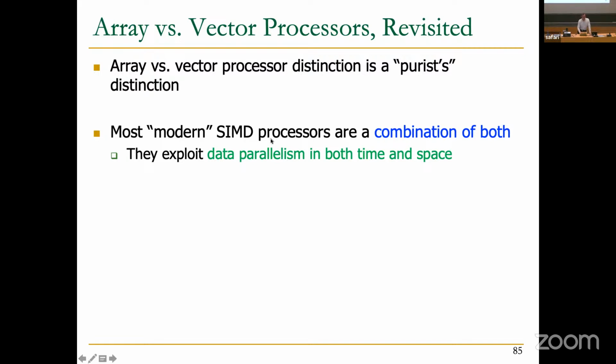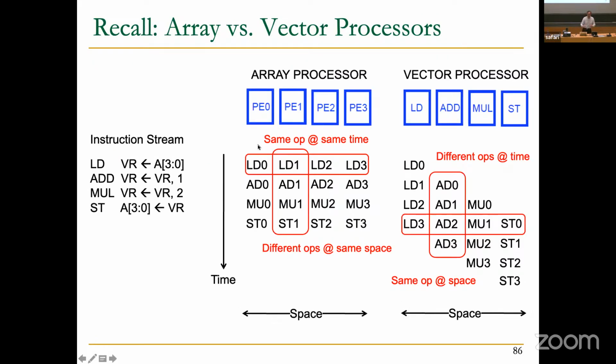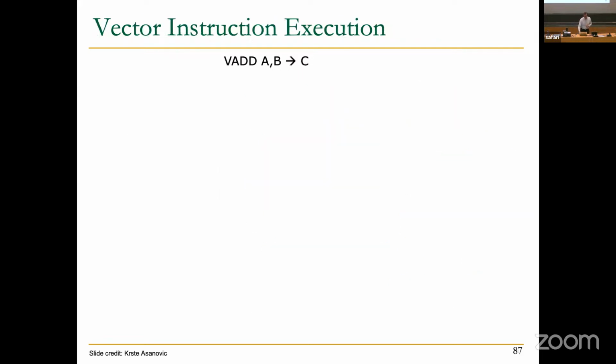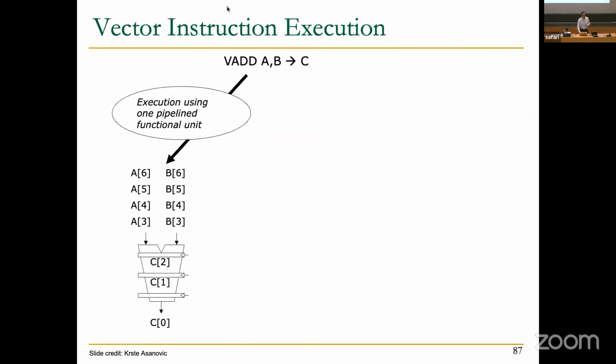This is interesting because this is going to finally put things together. So array versus vector processor is really a purist distinction. Most modern processors are actually a combination of both. They exploit data parallelism in both time and space. Now let's take a look at this. One of the reasons is array processors are actually too idealistic. If your vector length is 1,000, it's very difficult to get 1,000 processing elements. Well, today you can actually, let's say 1,000,000. 1,000,000 vector length, 1,000,000 processing elements that do everything. That's very difficult to get. So in the end, you really need to pipeline like a vector processor does. So let's take a look at this instruction. Vector add A, B, C. So this is a vector execution, right?